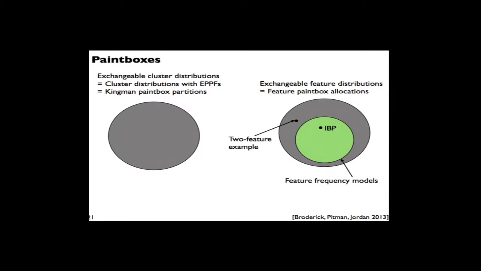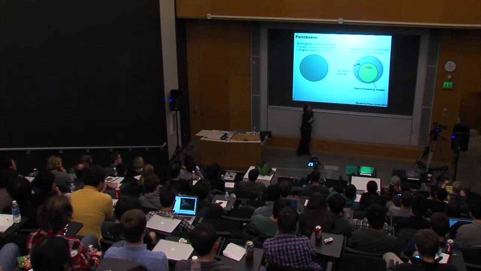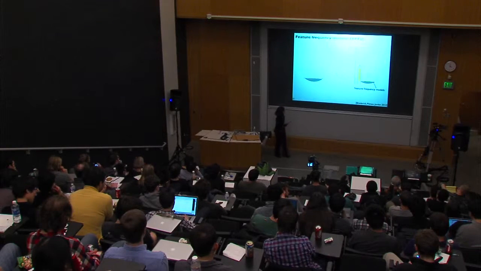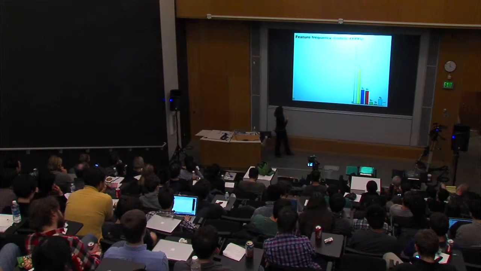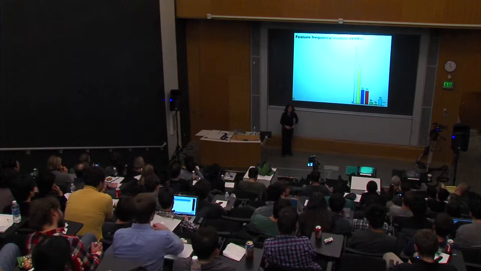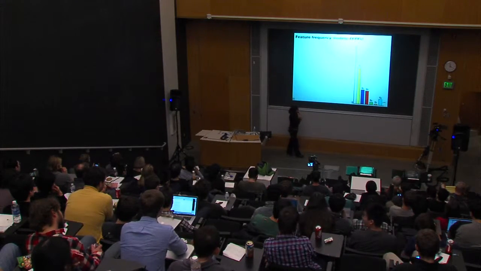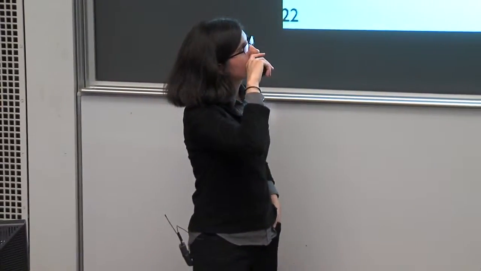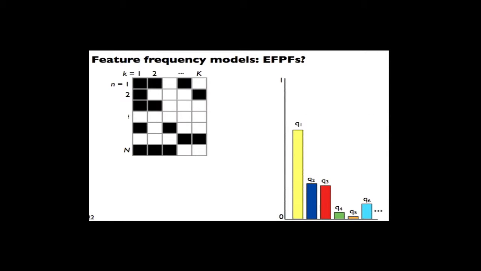To get at that question, there are two directions. If I have a feature frequency model, do I have an EFPF? And if I have an EFPF, do I have a feature frequency model? Let's look at one direction. If I have a feature frequency model, do I have an EFPF? Well, we know how exchangeable feature allocations are generated in feature frequency models. We make independent Bernoulli draws across features and IID draws across data points. And so we can calculate the probability of the resulting feature allocation.